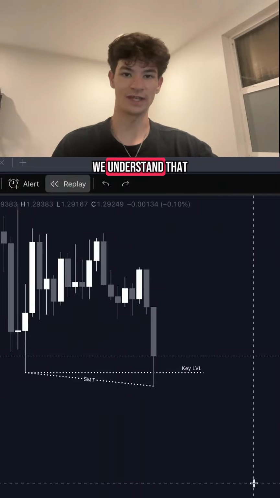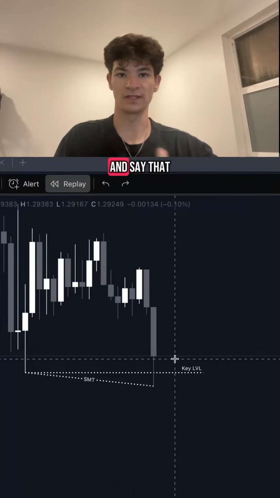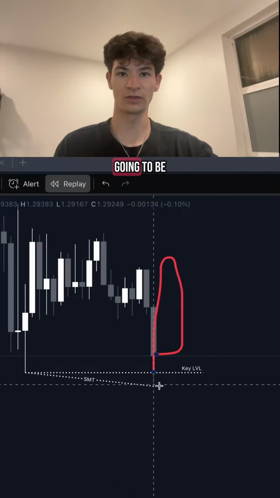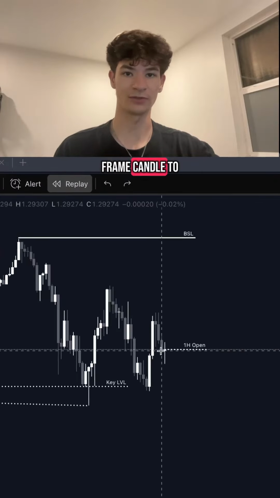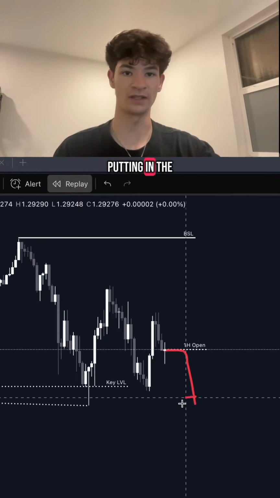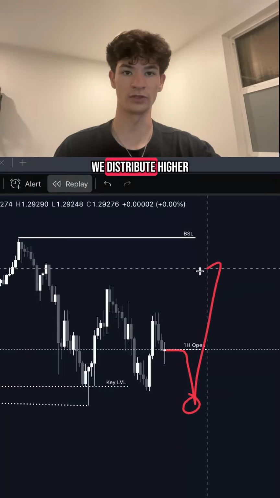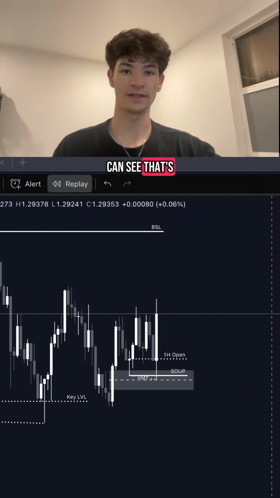So now that we understand that, we can make this super simple for ourselves and say that our next hourly candle is just going to be a bullish candle targeting our draw on liquidity. So we can wait for this new high time frame candle to open and manipulate lower, putting in the bottom of our hourly candle before we distribute higher and close. And as you can see, that's exactly what happens.